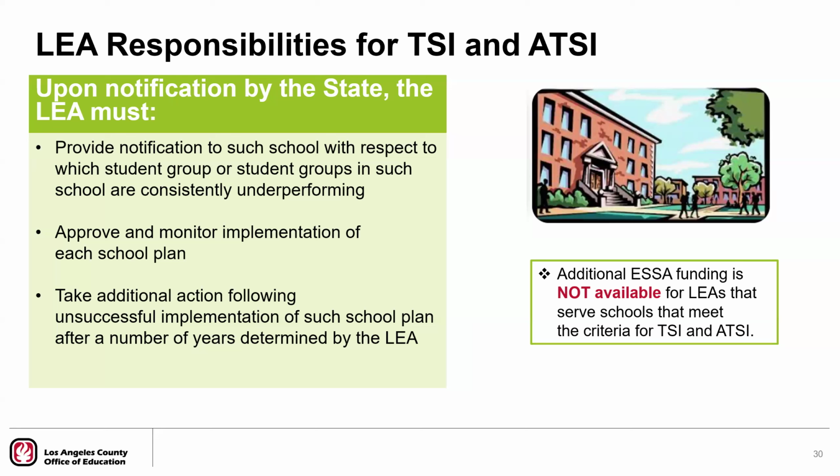For ATSI, schools were identified for eligibility last year based on the 2023 dashboard, and as Evan mentioned, were reevaluated this year to determine if they met the exit criteria based on the 2024 dashboard. So for those schools that did not exit ATSI, the LEA would need to notify the schools of their continuing ATSI eligibility and include the student groups that led to this identification.